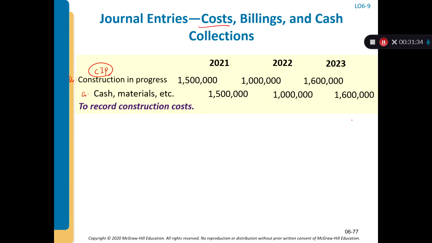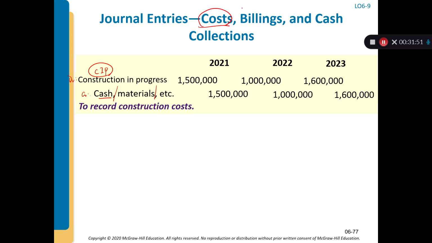Okay, and what are we crediting? Of course, we are spending on materials, so we credit either cash or material or inventory, right? Then the adding of 1.5, 1.1 million, and 1.6 million. This is how we're recording the cost.